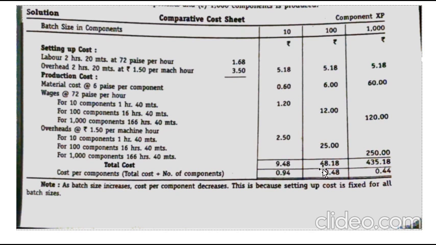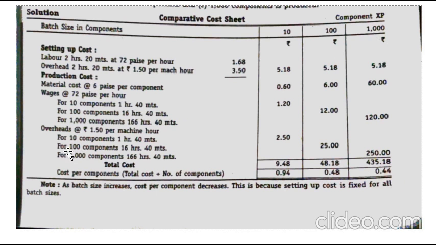The same thing is applicable here. Total cost is how much? 48.18. How many components? 100 components. So 48.18 divided by 100 will give you 0.48. Next you have 1000 components. For 1000 components, the total cost is how much? 435.18. So 435.18 divided by 1000 will give you 0.44. So this is your cost per component.